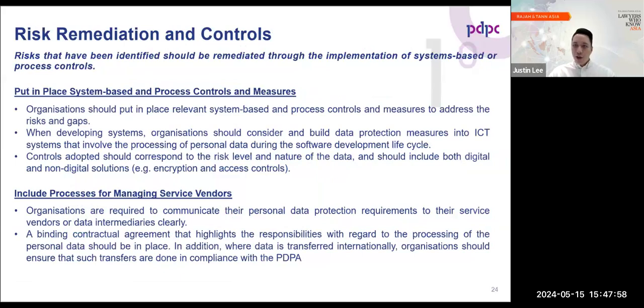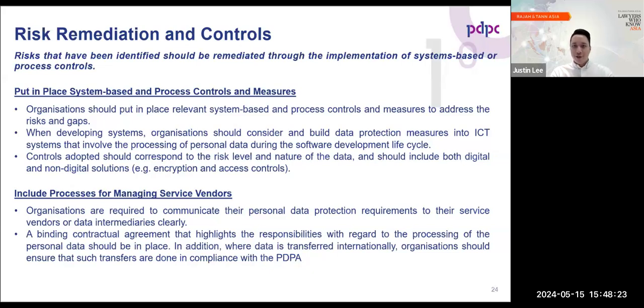Right, so in the earlier few slides, we talked about identifying the risks, being aware of the different risks that exist when it comes to data handling in your organization. That brings us neatly into this next point about risk remediation and control. So once you've identified the risks, how do you address them? What do you need to do to address those risks?